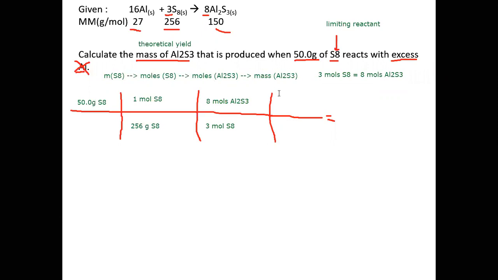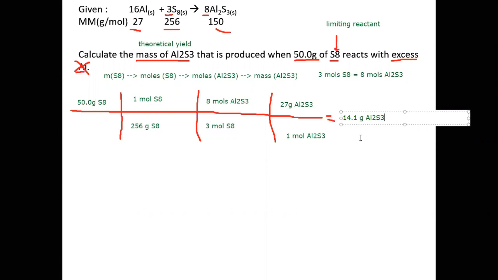The next step is mass. To go from moles to mass, we need to multiply by the molar mass. So here the grams would go on top, and the moles would go on the bottom. Now everything on top you multiply, you divide by everything on the bottom. And we get 14.1 grams of aluminum sulfide.